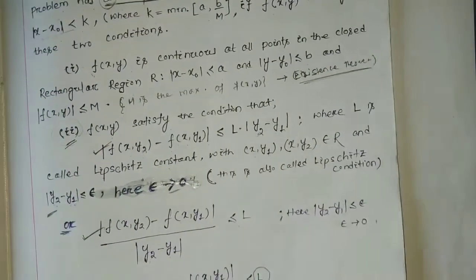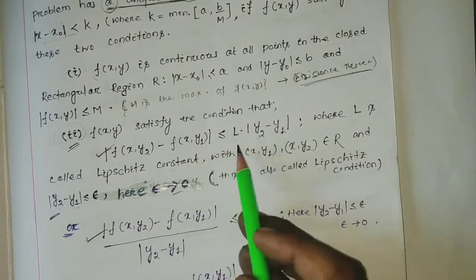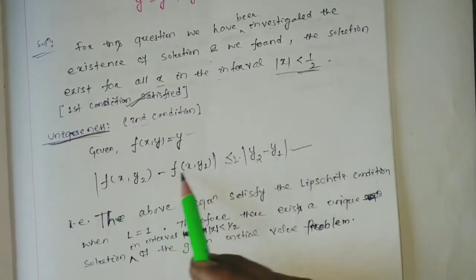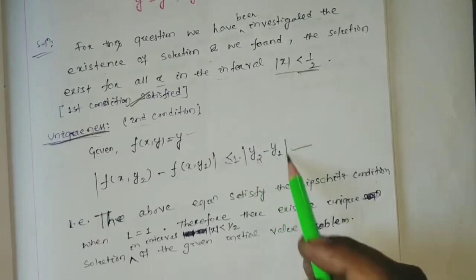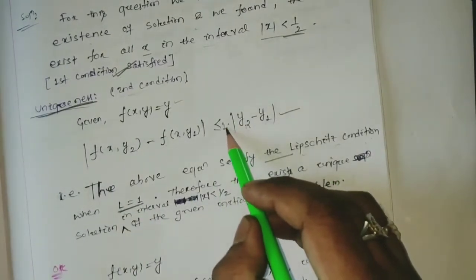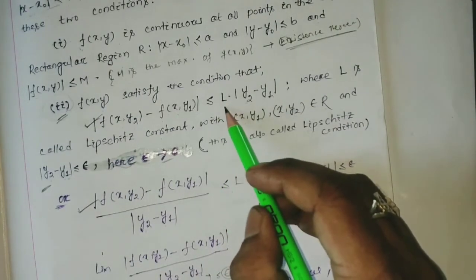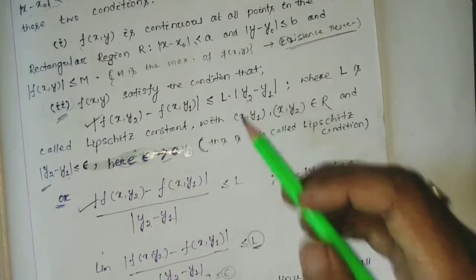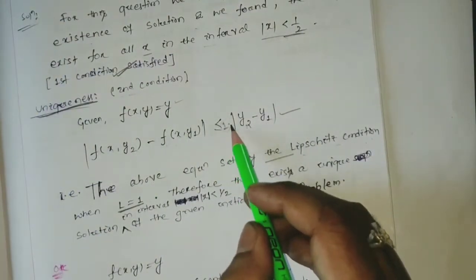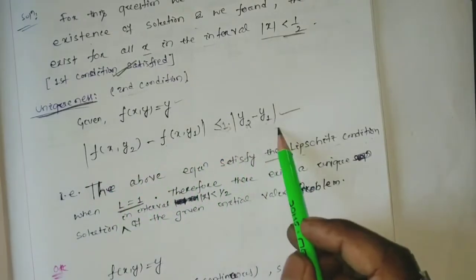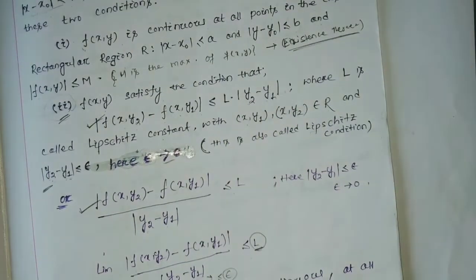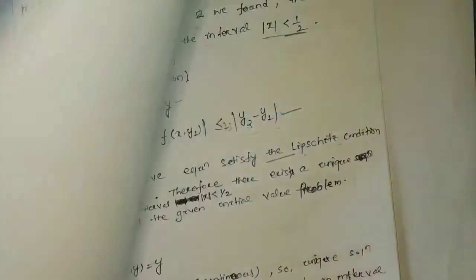So according to the second condition, this minus this has to be less than or equal to some constant times |y2 - y1|. Here we found the same: this is less than or equal to the constant 1 times |y2 - y1|. So the above equation satisfies the Lipschitz condition, where L is the Lipschitz constant. If we consider L equal to 1, then this expression is satisfied. That means the second condition, the so-called Lipschitz condition, has been satisfied.